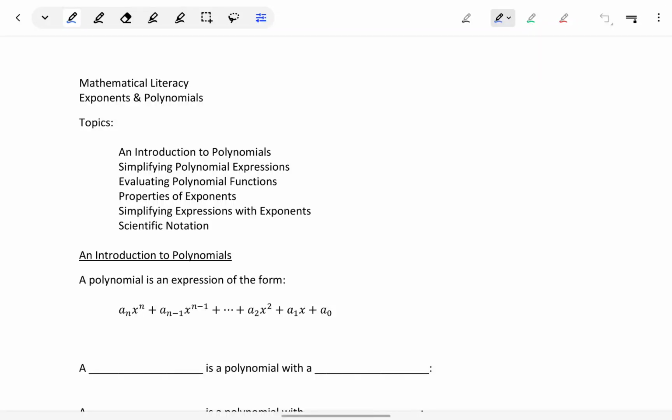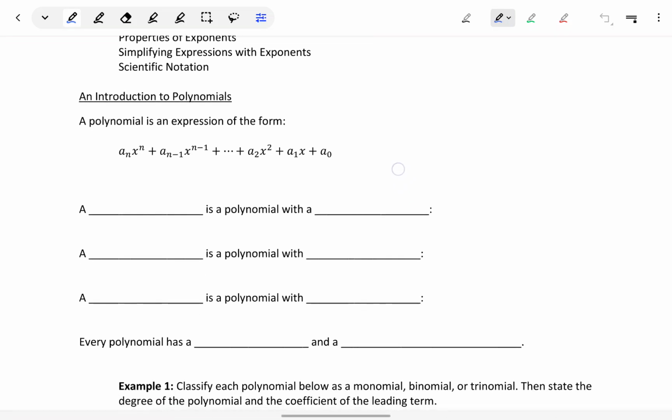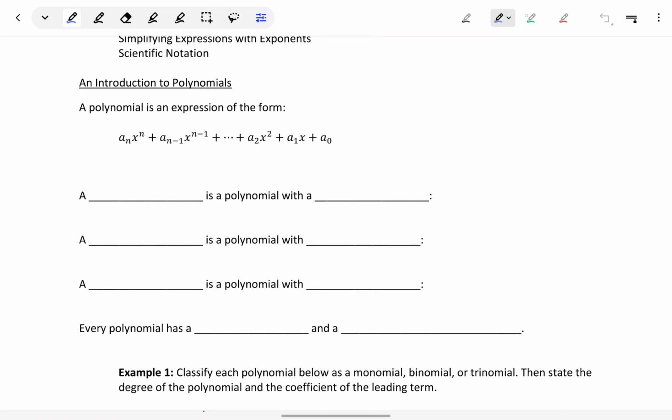Our focus for this section is going to be on exponents, and we want to start that discussion by talking about a specific type of expression that involves exponents that we refer to as a polynomial. A polynomial is written in a general form here, where we have a sub n times x to the nth power plus a sub n minus 1 times x to the n minus 1, and so on until we get to that last term, a sub 0.